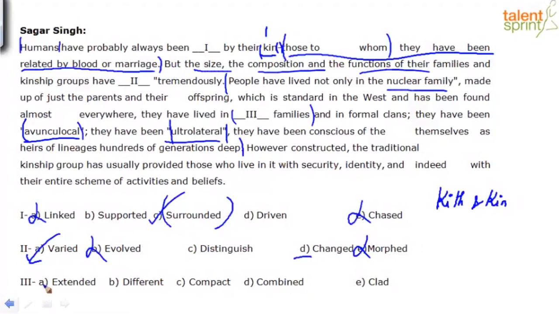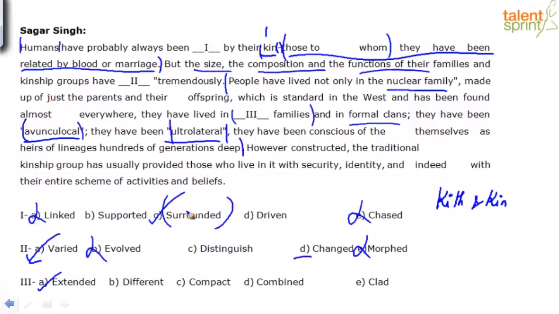Extended family, right? One is nuclear family, the other one is extended families. So what is standard in the West? Nuclear family. Almost everywhere, they have lived in extended families and in formal clans. They have been avunculocal, which is expanding on that, right? So extended family makes more sense. Imagine you are living with your mother's brother's family.